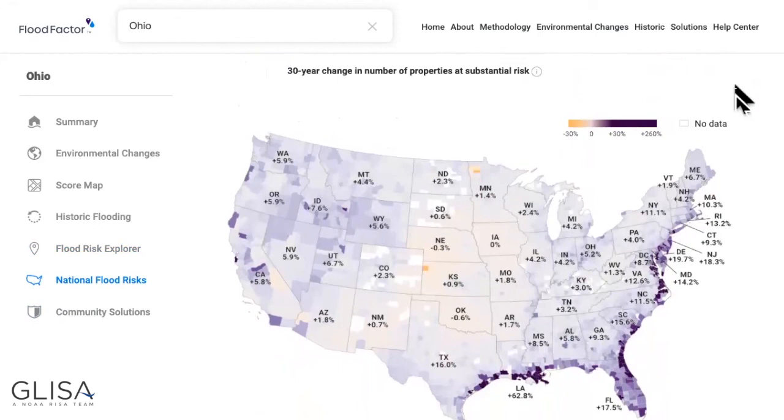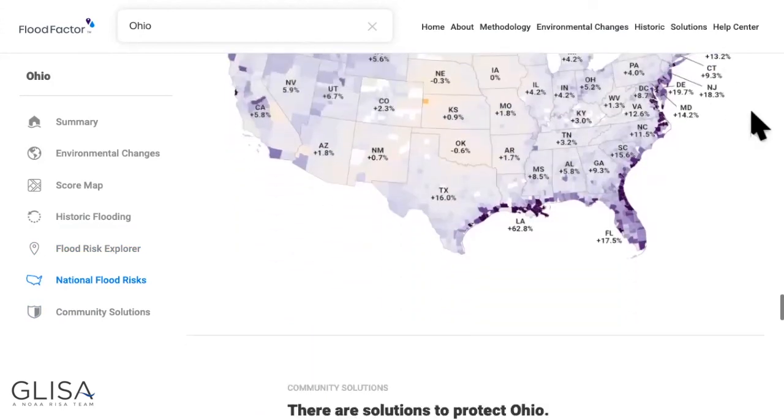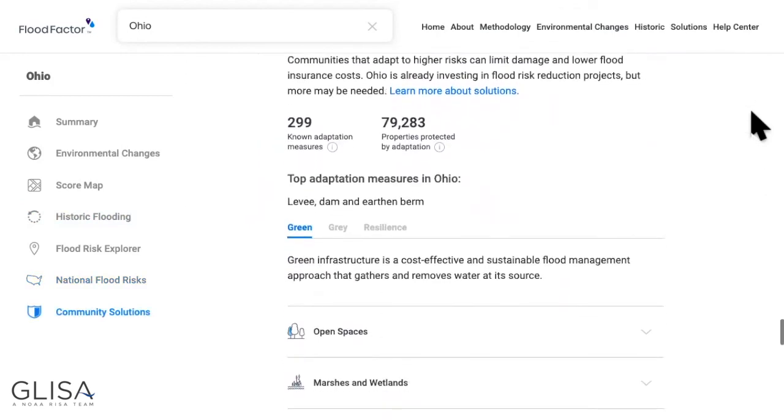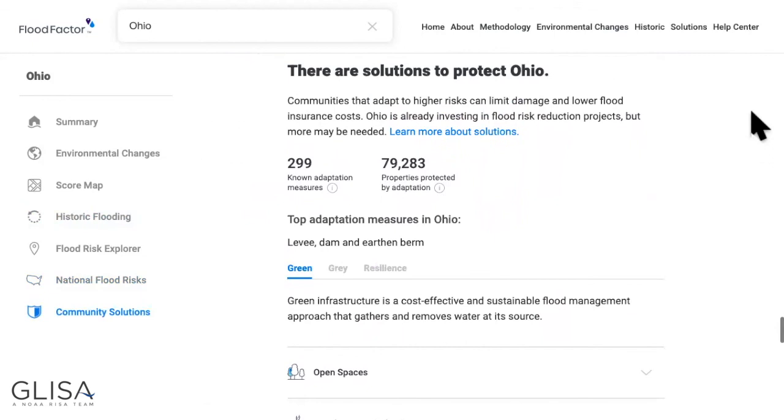Similar information about how flood risk will change in 30 years throughout the entire continental United States is also presented in percent form. The color corresponds to the magnitude of the change in flood risk, and an overall percent increase is given for each state. As with properties, zip codes, cities, and counties, the flood factor tool gives suggestions for flood mitigation strategies in your state. Green and gray infrastructure ideas, as well as resilience strategies, are presented.